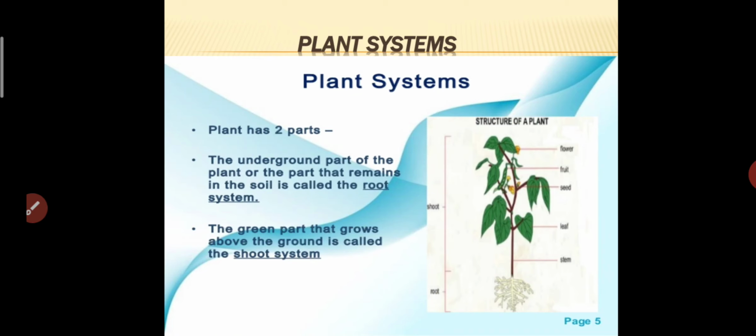Now we are going to know about plant systems. Students, have you seen that a plant has two parts? The underground part of the plant, the part that remains in the soil, is known as the root system. The green part that grows above the ground is called the shoot system. So in a plant, we can see two types of system: the lower one is the root system and the upper one is the shoot system.